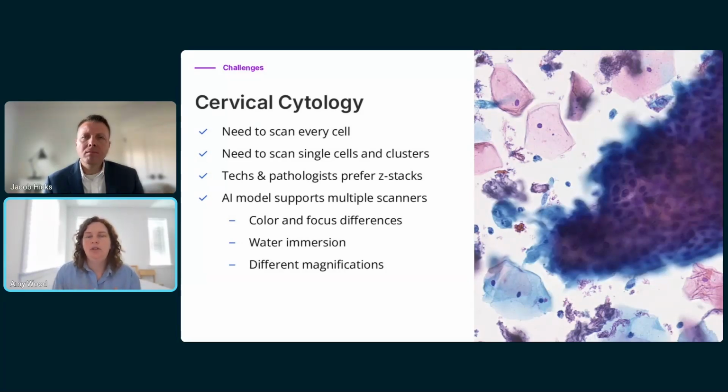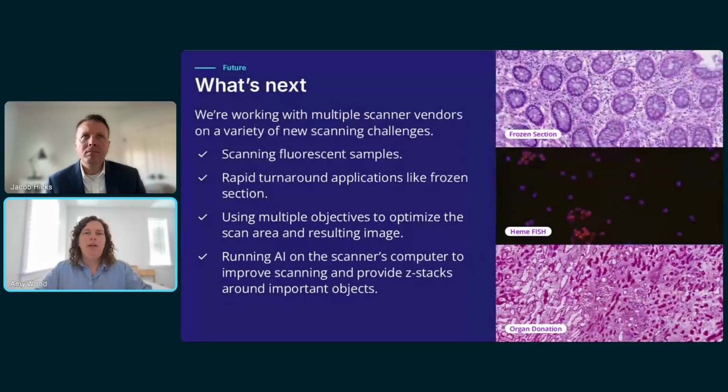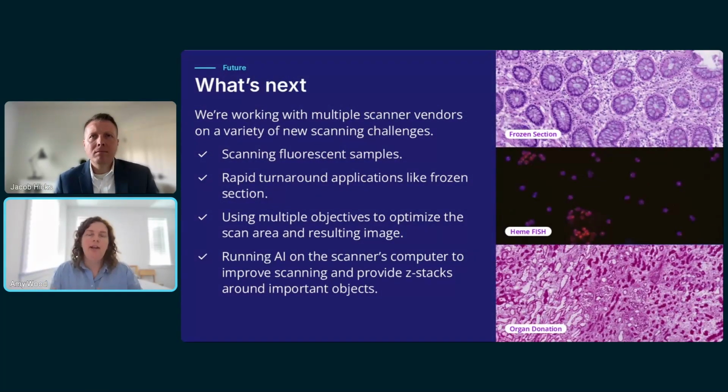And so being able to have multiple scanners in one model really makes it a robust, high-performing model. So looking ahead a little bit about what's next, these are things that we're excited to be working with our scanner vendors on. A couple of highlights that we wanted to share is that we're working towards scanning fluorescent sample types. You can see heme FISH here in the center. This is a very different sample type with very different challenges.